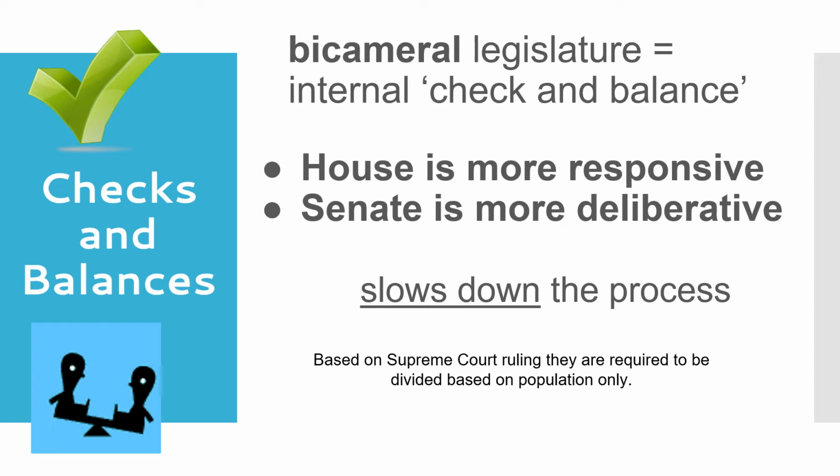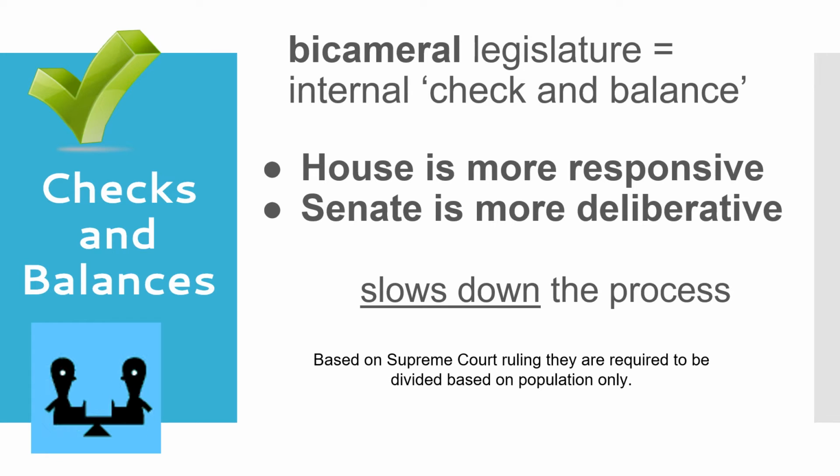So most states have chosen to kind of copy the federal legislative branch, and they have bicameral legislatures, which creates internal checks and balances. And the reason why is because the members of the two houses are set up differently. So what would be equivalent to the House of Representatives is generally more responsive because they're usually elected every 2 years and their district size is usually much smaller.